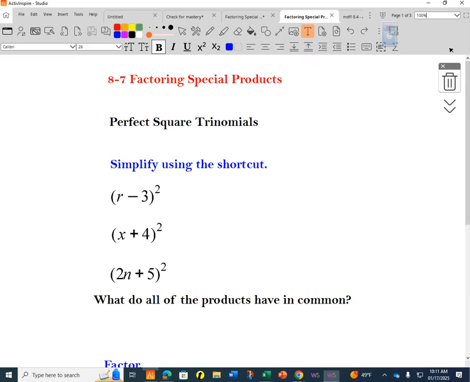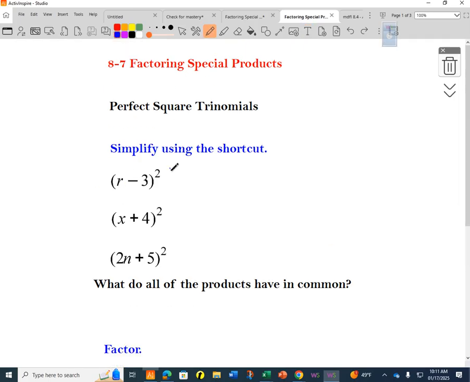So if you look on the whiteboard here, this first one, r minus 3 squared in your notes. Remember, that's the same as r minus 3 times itself, right? But we have a shortcut to multiply that. Does anybody remember the shortcut? By any chance? I'm going to tell you the shortcut. Or remind you the shortcut.